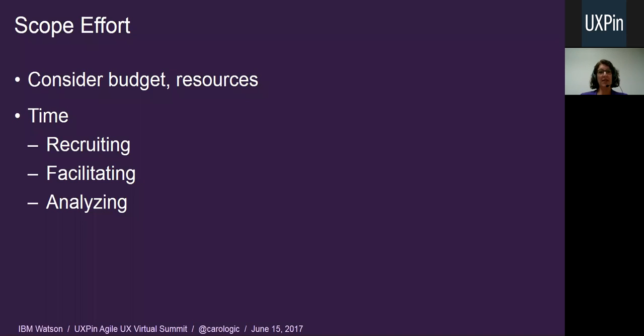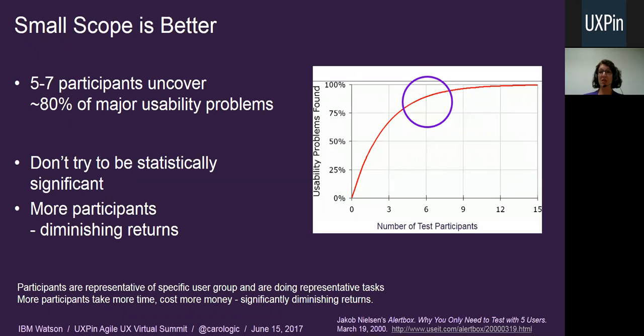When you're thinking about what studies to do, you also want to think about your scope. So what are your resources? What kind of budget do you have? How much time are you really going to be able to devote to recruiting, facilitating, and analyzing the study? If you have many, many participants, it's going to make a much larger effort needed to be able to analyze that and actually bring some findings through. So a small scope is better.